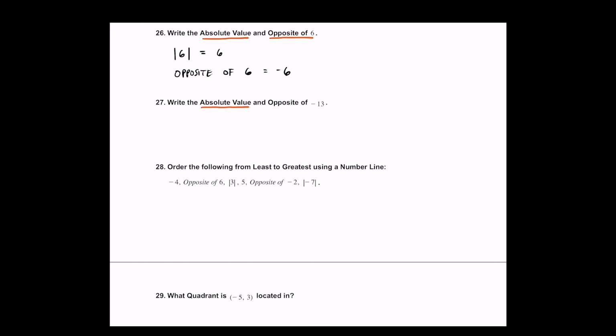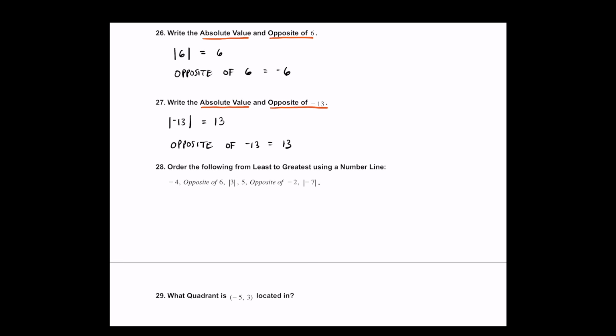For 27, let's try this again. Let's see if we have the absolute value of negative 13. So put negative 13 in these bars. How far is negative 13 from 0 is what you're asking yourself in your head. And you're saying it's 13 units. And what about the opposite? Well, the opposite of negative 13 is just going to be positive 13. Okay, it's just on the other side. So if you take away the negative, or if you add another negative, however you want to think about it, it's going to be positive 13. Okay, so while absolute values are always positive, opposites depend.